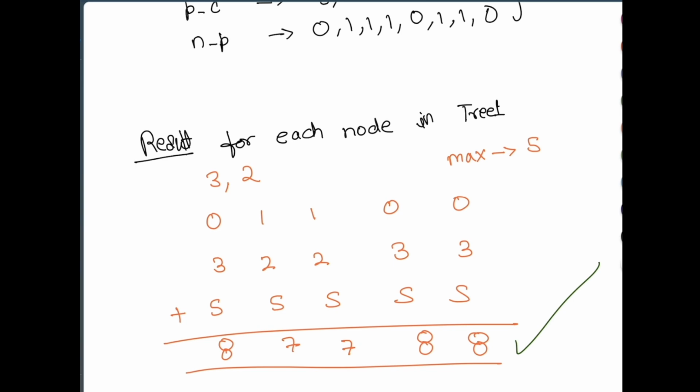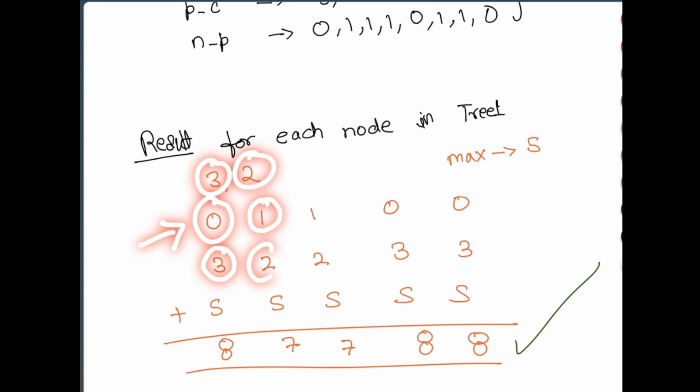Then for each node in my tree 1, the 0, 1, 2, 3, 4, all my 5 nodes, these are the node parities, which is 0, 1, 1, 0, 0. The node number 0 is at even depth. At even depth, we have 3 nodes, so this is going to be 3. The node number 1 is at odd depth, because it is 1. So at odd depth, we have a total of 2 nodes, so this is 2. At odd depth, we have 2 nodes. At even depth, we have 3 nodes. At even depth, we have 3 nodes.